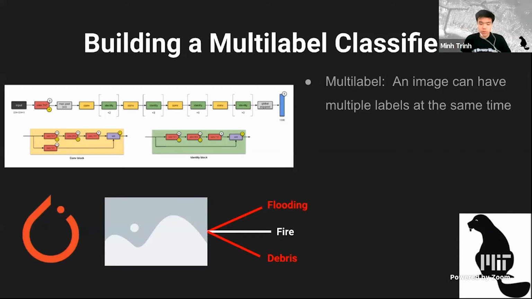Multi-labeled models or classifiers simply return multiple labels for one image at the same time. So for example, for the model on identifying what kinds of damage were in a photo, it might return, as you can see on the slide, in one photo, there's flooding, fire, and debris, not just one of those three labels. Next.